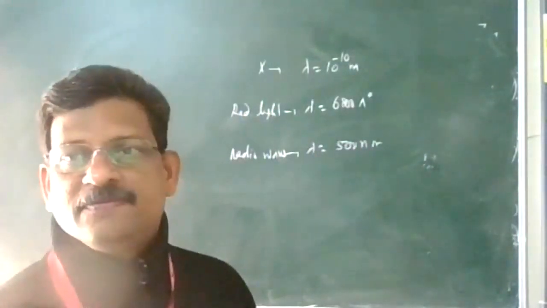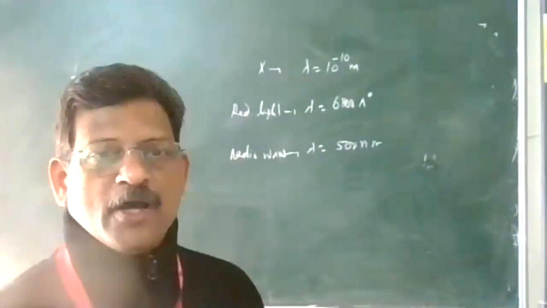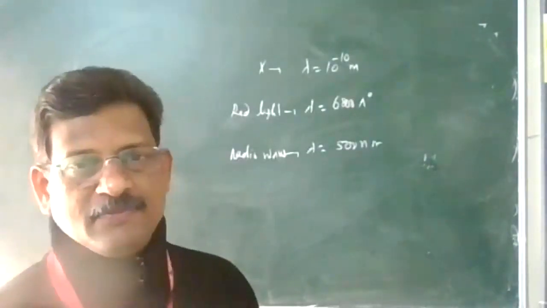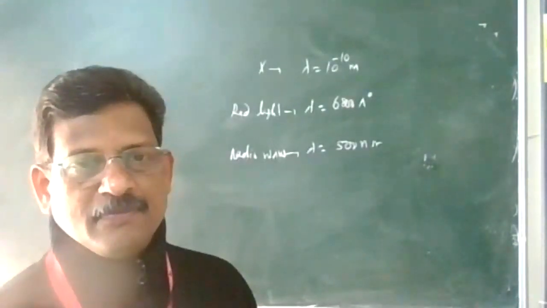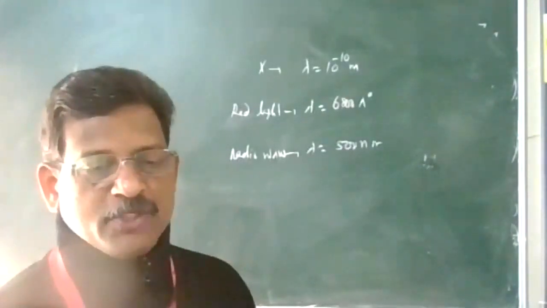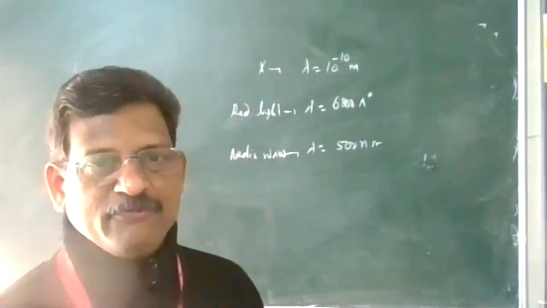Anyone? Together. If all are traveling in free space, which parameter remains constant? Frequency different and wavelength different, and which can be? Which physical quantity can be the same for all of these?